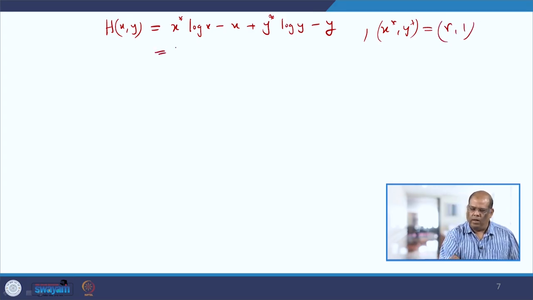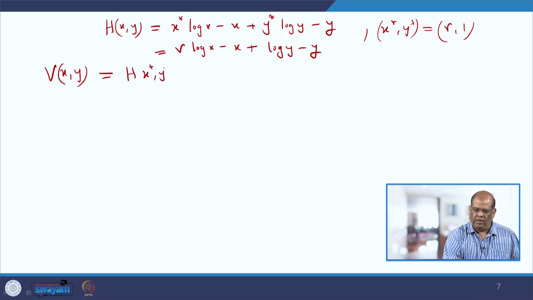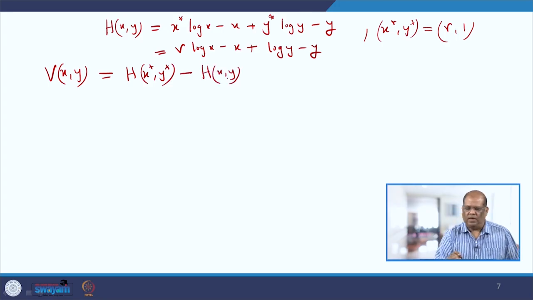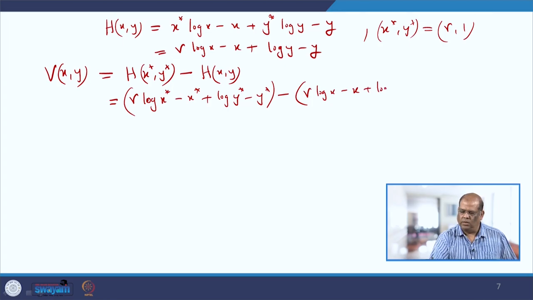So, here your x star and y star is equal to (gamma, 1). If I put it here, that is gamma log x minus x plus 1 log y minus y. Now, I define, so this is not my Lyapunov function, the notation remains the same, it is V(x,y), this is equal to H(x star, y star) minus H(x,y). Now, why has this been done? Because otherwise, if you substitute the value (gamma, 1) here, this will not be equal to 0, and that is one of the conditions. So, this will be gamma log x star minus x star plus log y star minus y star minus gamma log x minus x plus log y minus y.